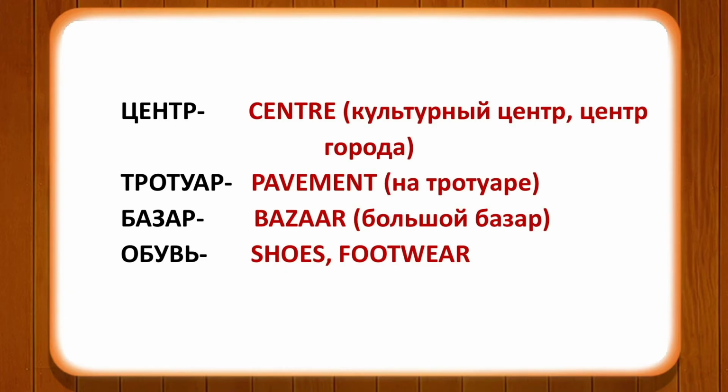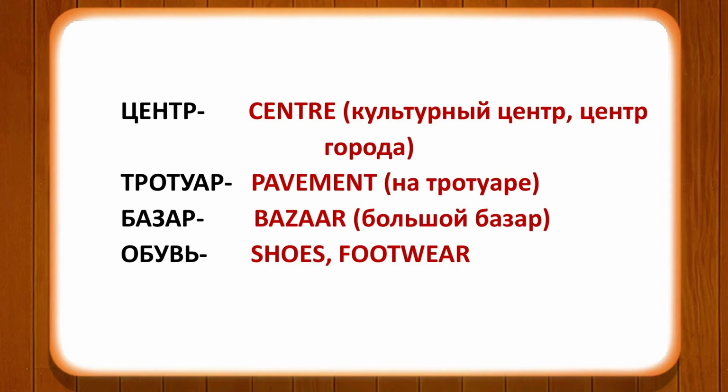Now we will discuss different nouns related to this text. The first noun is centre, which means center. We can combine this noun with different adjectives and different nouns to make word combinations. For example, in Russian, kulturny centre, cultural center, centre goroda, center of the city.